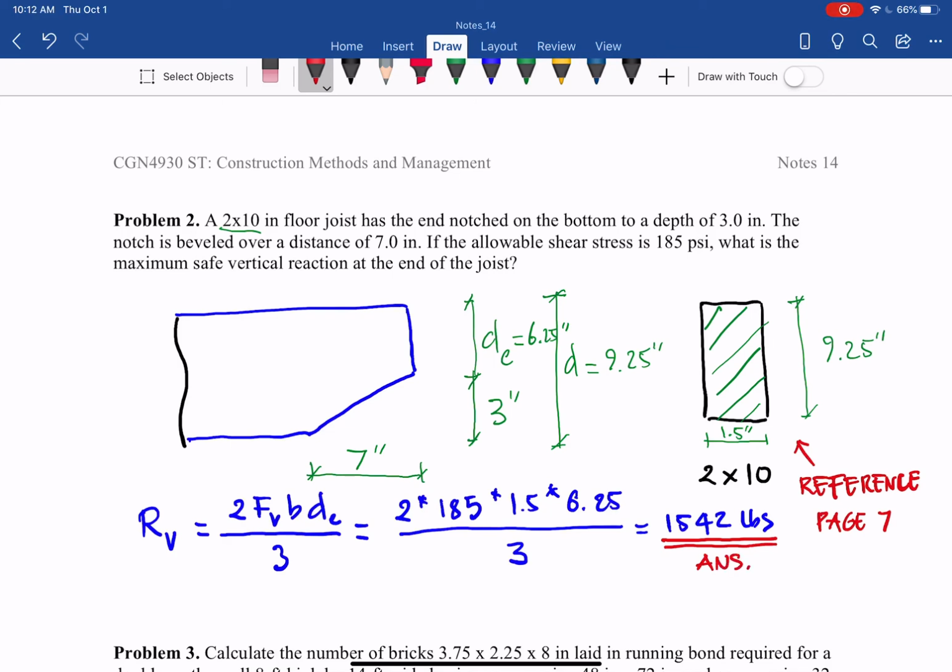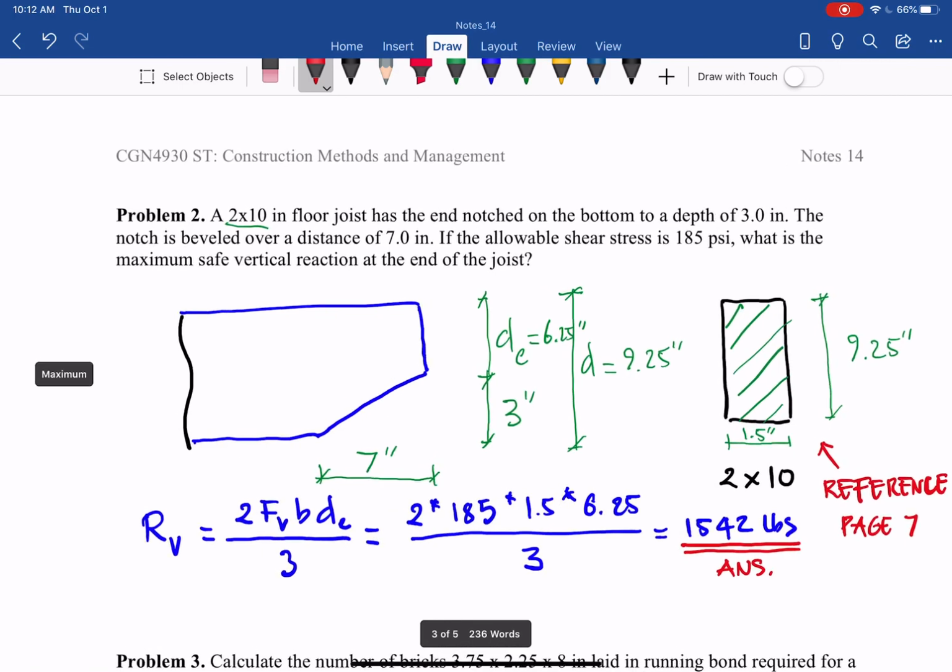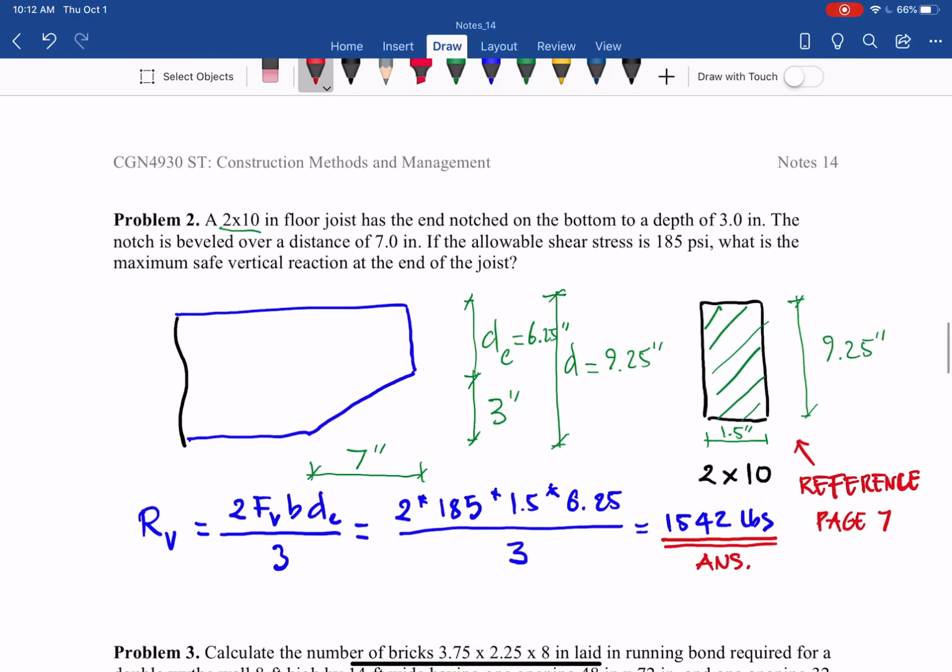And that is problem 2. So again, to use this, we need to go to the reference to find the actual size of the nominal size of the choice. That's something you go to Lowe's or Home Depot to get. They say the cross section is 2 by 10, not the actual size. When you determine the reaction, as engineers we need to use the actual size, and that is in the reference.